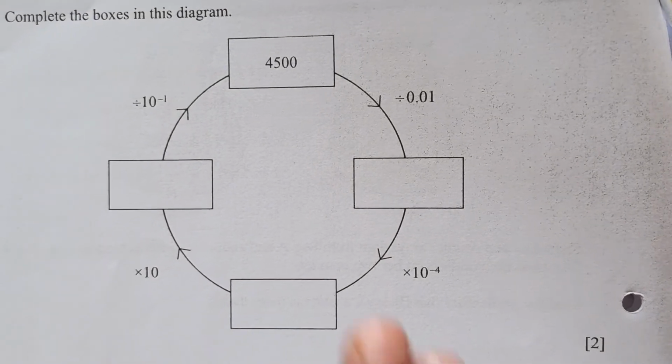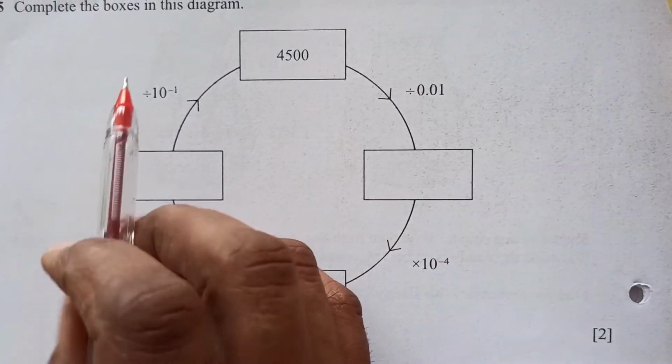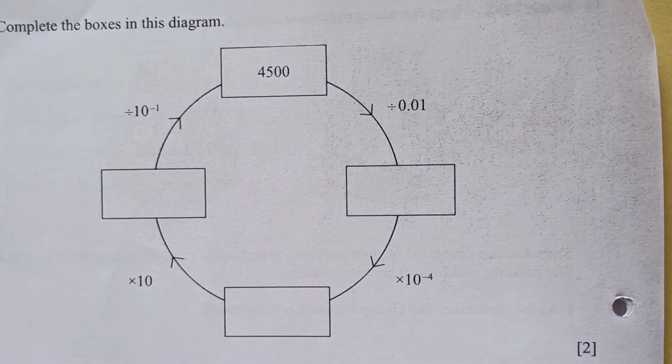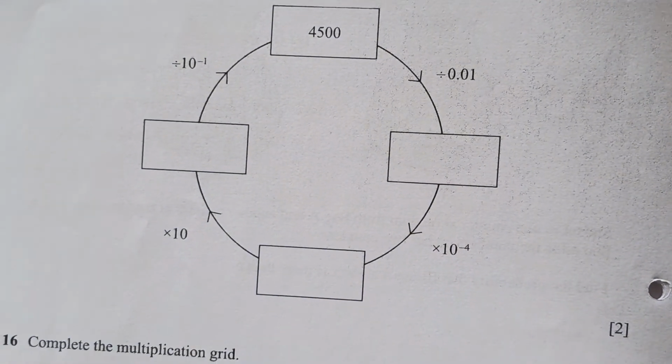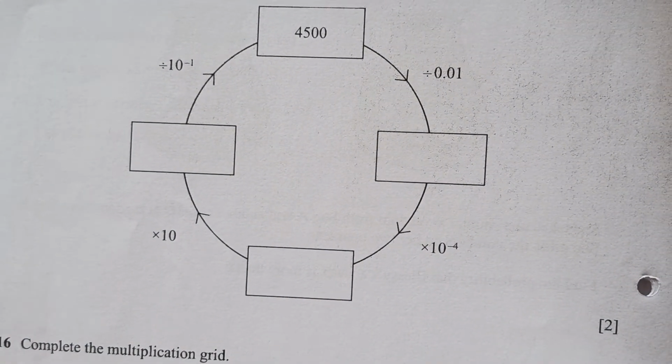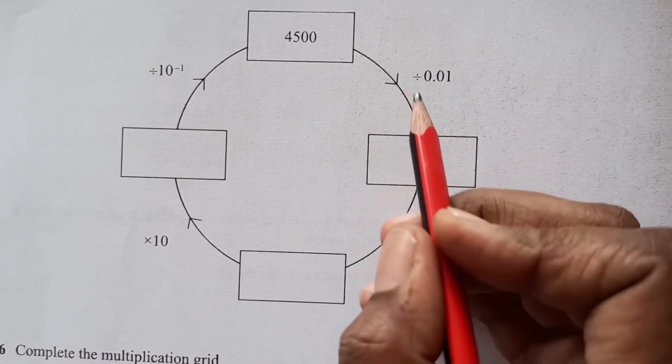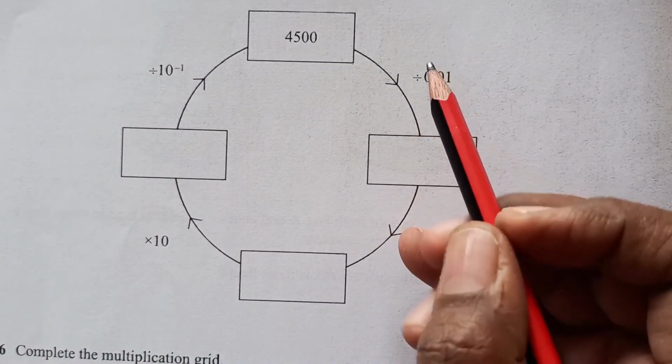Here we have an interesting question. You can see this diagram. Complete the box in this diagram. So we have these boxes empty. You can see there are numbers and numbers, so that means we are going to do some calculations here.